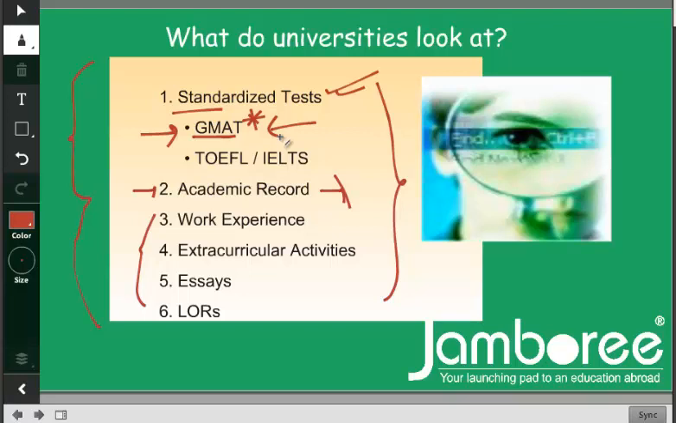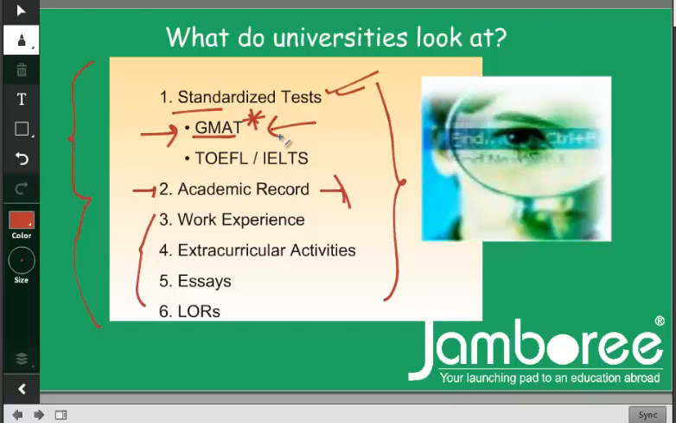Universities get applications from students all across the world. There will be students from India, from Japan, from Africa, from Australia, New Zealand, from all across the world. So the first level of comparison remains the GMAT score. A 600 from somebody from Nigeria is equivalent to a 600 score from India. 600 means 600, so it's absolute. Therefore, it's very important for you to get a decent GMAT score.